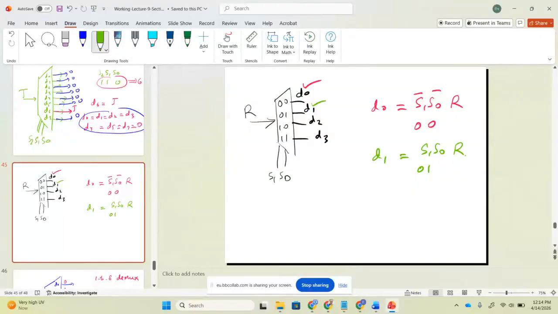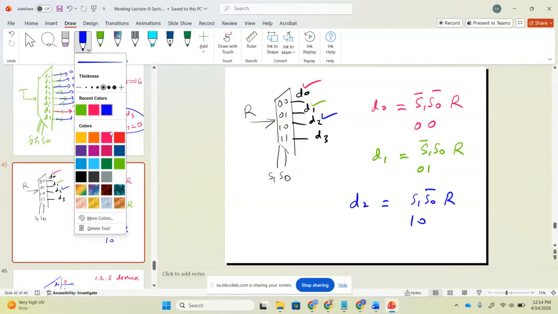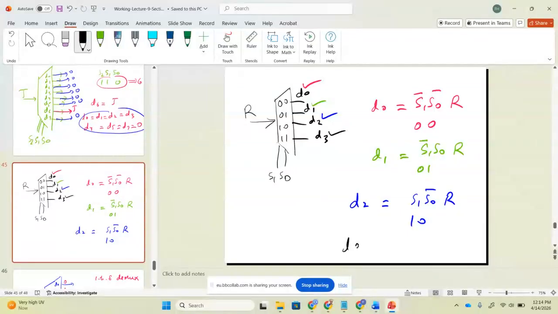S1 bar S0 R, got it. What will be the expression for D2? Anyone may answer. S1 S0 bar R. Yeah. And what will be the value for D3? S1 S0 R.